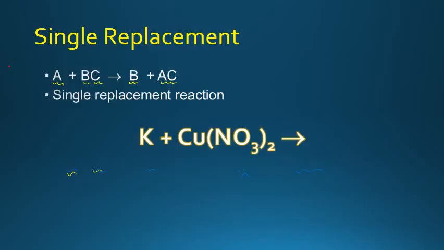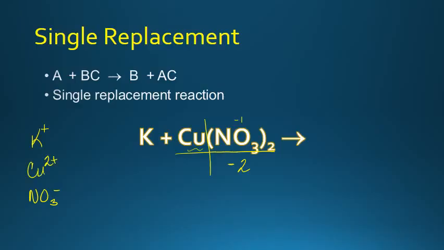Another example would be this. Now, I will be requiring you to be able to predict the products in a single replacement reaction. So to predict the products in a single replacement reaction, I like to go through and write the charges off to the side. So we know potassium as an ion will be a plus charge. And copper as an ion, well, we'd have to figure that one out. But nitrate is always going to be -1. So if we look at this half of the ionic compound, nitrate is going to be -2, because -1 times 2 is -2, so that means copper has to be +2.